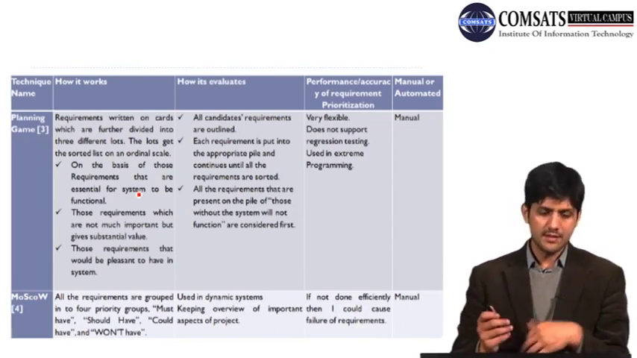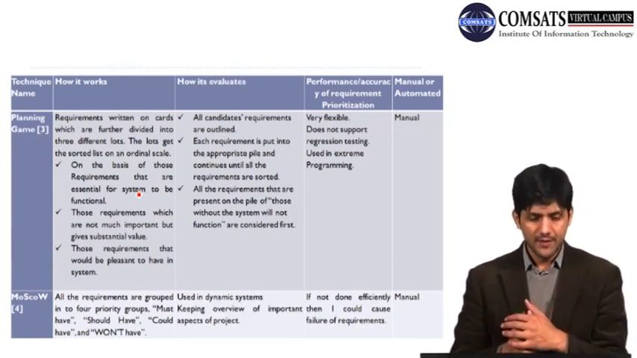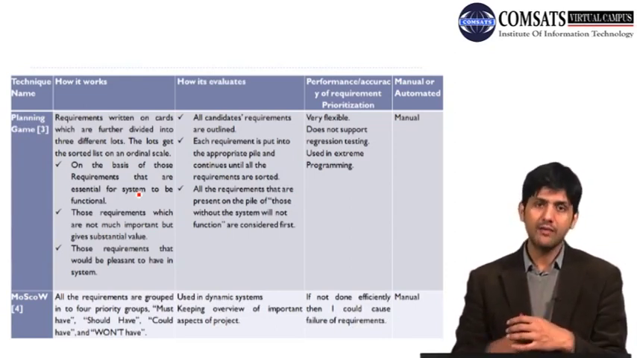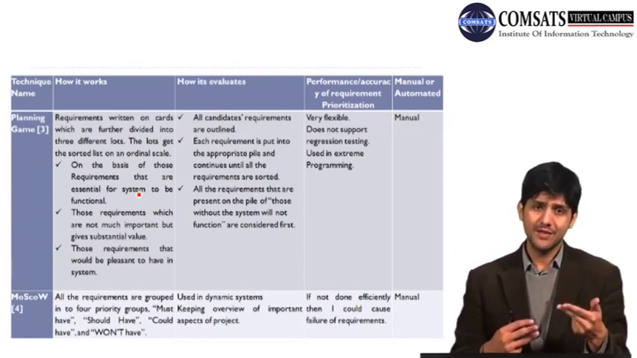Then another technique is MoSCoW, where all the requirements are grouped into 4 priority groups: must have, should have, could have, and won't have. As you saw, in the planning game we have 3 main categories.